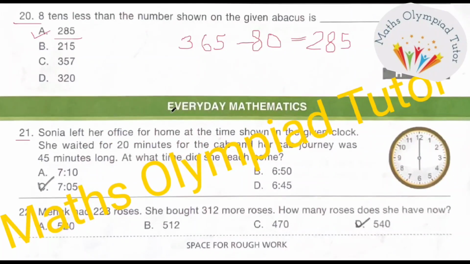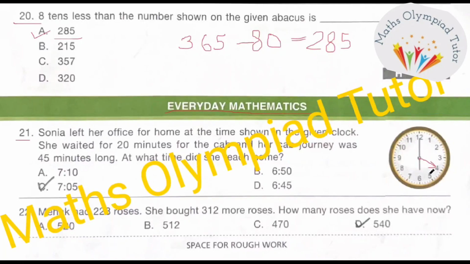Next question is from the section Everyday Mathematics. It says Sonia left her office for home at the time shown in the given clock. Sonia is leaving the office for home at this particular time. Now she is waiting for 20 minutes for the cab. So this means till 6:20 here. When the minute hand reaches 6:20, she is waiting for the cab. Now her cab journey was 45 minutes long. So at what time did she reach home?